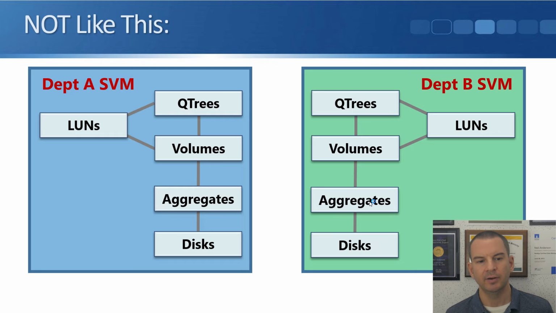For example, let's say that Department B are running out of space, but Department A have got loads of space left. Well, if the aggregates were tied to a particular SVM, because these aggregates on the left have already been allocated to Department A, even though we've got loads of space left, we would have to go and buy new disks and put them into new aggregates for Department B to give it more space. So that would make it really inflexible. So it does not work like this.